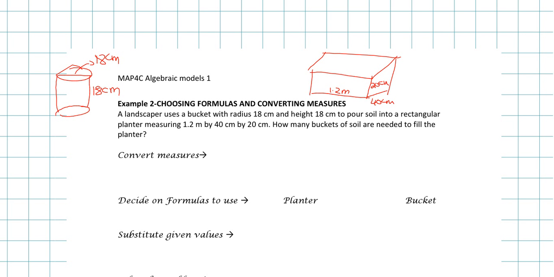Yes? Okay, so here's my plan. My plan is to find the volume of the bucket, to find the volume of the rectangular prism, and then to divide the volume of the rectangular prism by the volume of the bucket so I know how many buckets I need. Does that make sense to you guys? So I read the question, I analyzed the question, and I put a plan to solve it. Now, to find the volume of a cylinder, what's the formula? You guys still have your formula sheet, don't you?